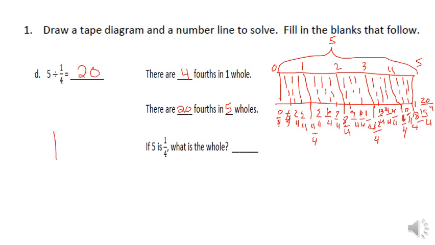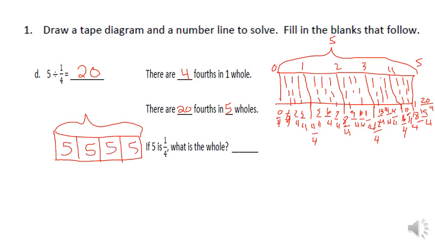Now for our last one, a quick tape diagram. We know this is being split into fourths. We're looking for the total, and we know 5 is one of the quarters, so they would all be 5, and so our total would be 20.